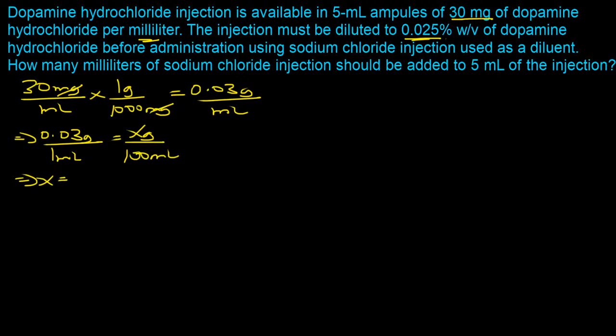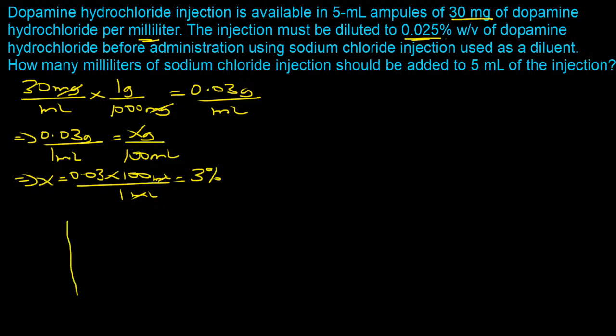So X equals 0.03 times 100 milliliters divided by 1 milliliter, and that gives us 3%. So we have a 3%, we have a 0, and our desired is somewhere in between. So that makes sense, and we can go ahead and use our alligation method.